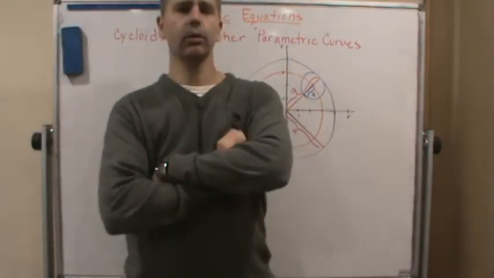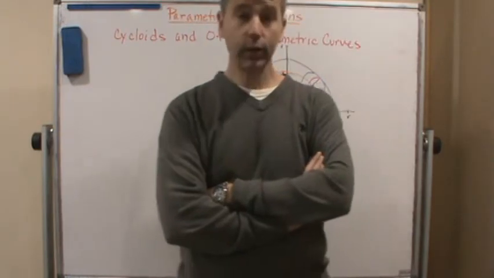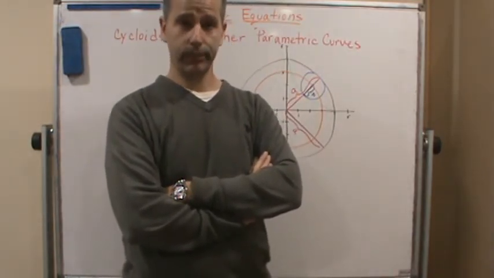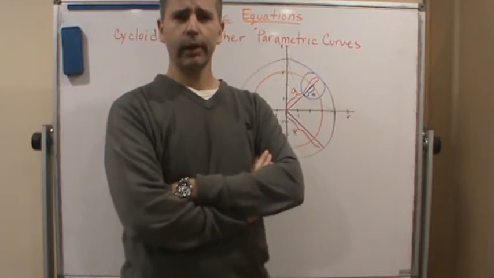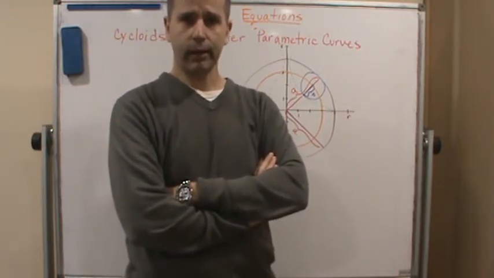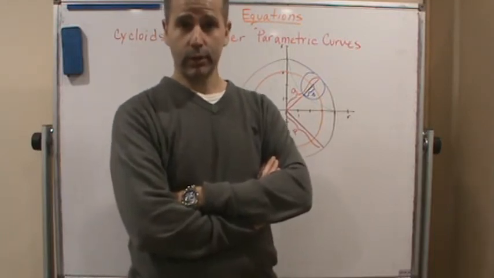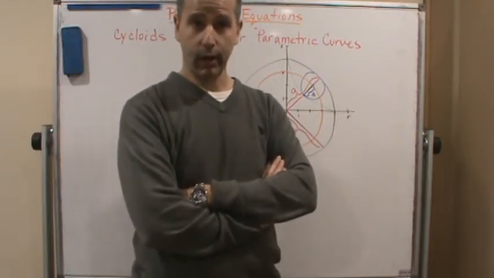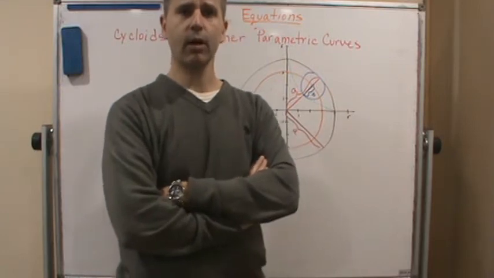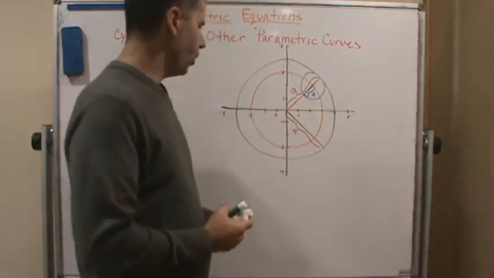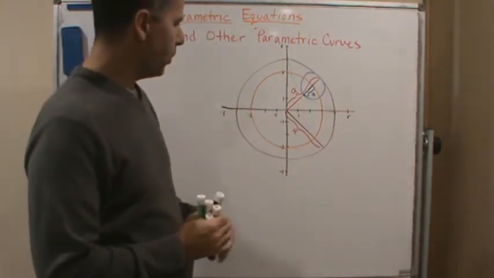Okay, so in this video, we're going to talk about another parametric curve called a hypocycloid. This is a little bit more complicated to derive, but it's derived basically the same way, or very similar to the way we derived the cycloid. So let's start with the first piece of this.